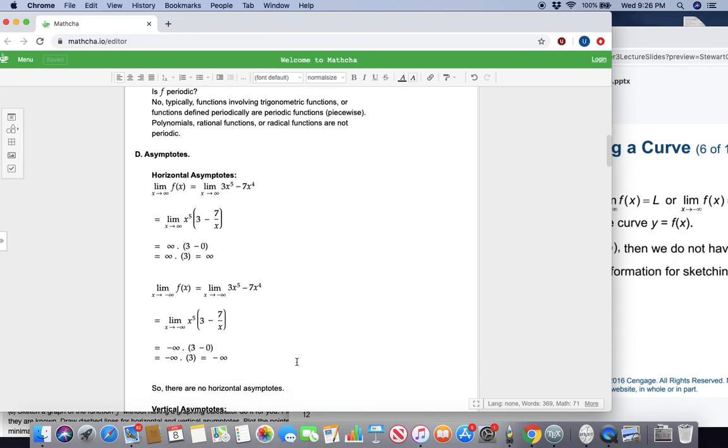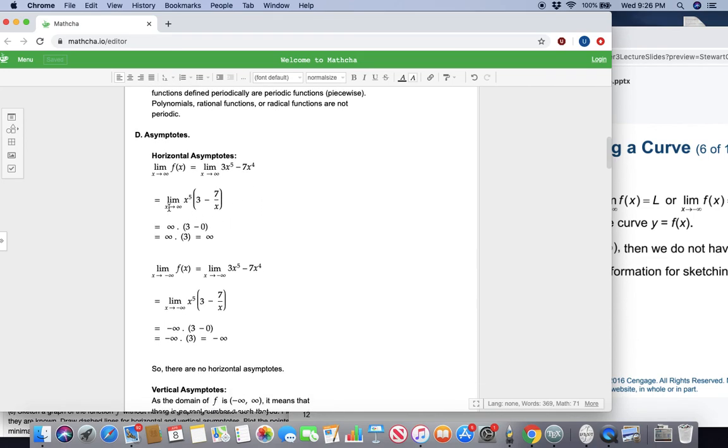Okay, so let's look at limit x approaching infinity of f(x). Limit x approaching infinity of 3x to the power 5 minus 7x to the power 4. Get the highest power out. We are looking for infinite limits, okay? Get the highest power out. So what survives inside is 3 minus 7 over x. You see, when I get the higher power out, I get a denominator.